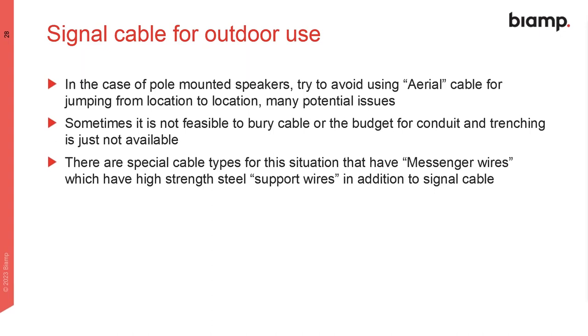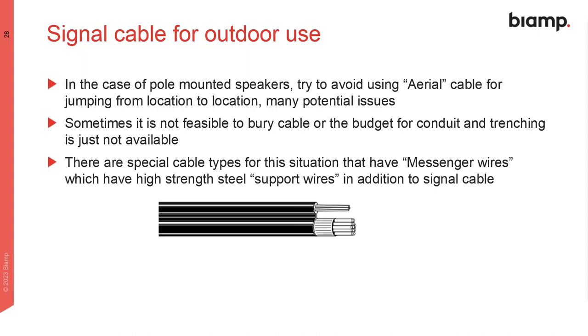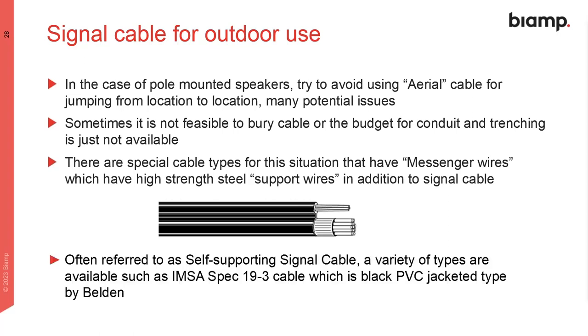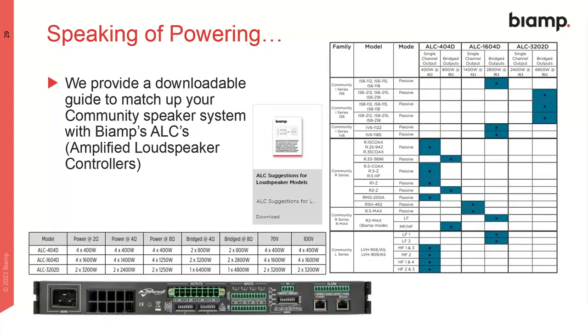because you were the last one there, consider that there are special cable types that have messenger wires in them to provide support to the cable. It's not just letting the strands in the jacket support the weight. These are often referred to as self-supporting cables. There are some specs below for a Belden cable that's pretty popular out there. And these are appropriate for taking the strain off of your signal conductors.